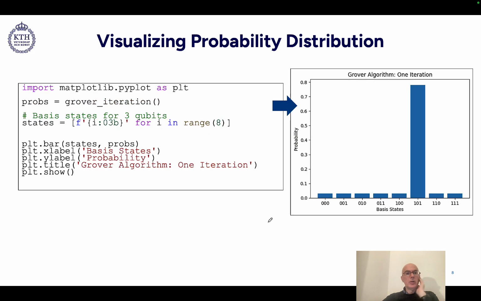If we try to visualize, we can use matplotlib as we did before and visualize the probability. The quantum state that we flipped was number 5, or 101, that is the following, and you see the probability of measuring this quantum state is the highest.